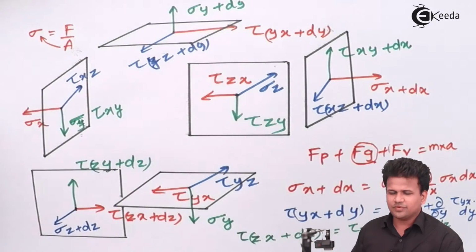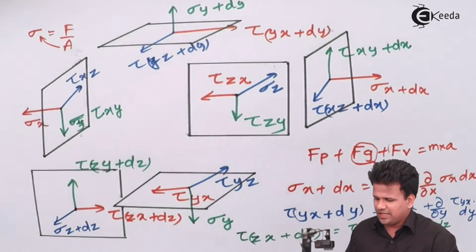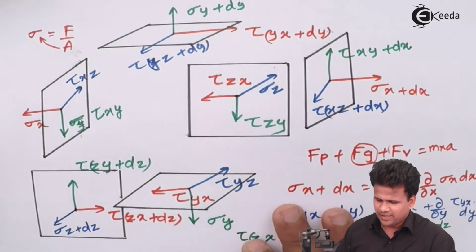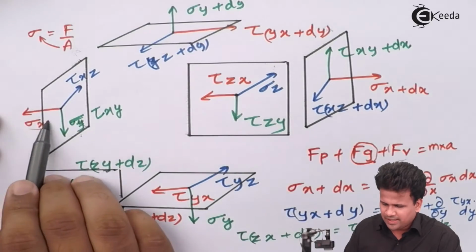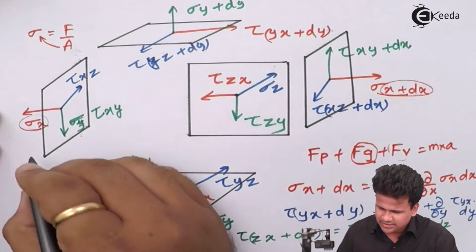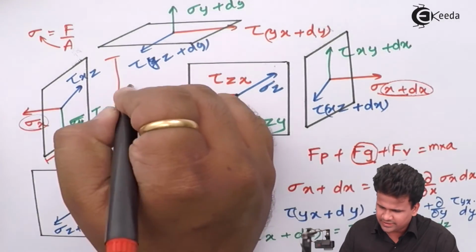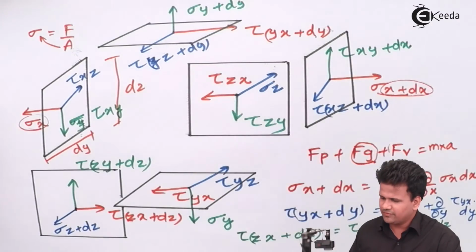So over here we have to multiply by the area of cross section whenever we have to calculate the force. So now let us calculate this part. Over here, this is sigma x and sigma x plus dx. The area of cross section over here is dy and dz. Similarly over here, dy into dz.